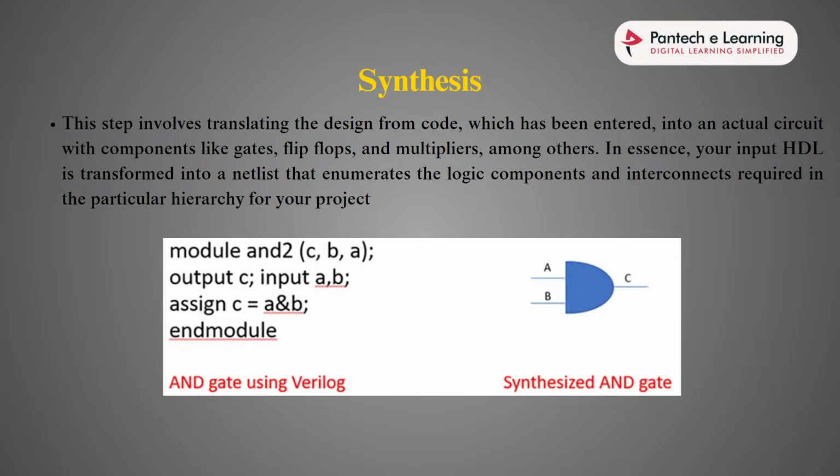In the synthesis stage, the RTL code is converted into synthesizable logic gates. This process turns the design into actual circuit components like gates, flip-flops and multiplexers, among others. The input is transformed into a netlist that has the logical components and interconnects required for the particular hierarchy of your project. Every CLB has logic blocks. We are converting RTL code to a gate-level netlist.